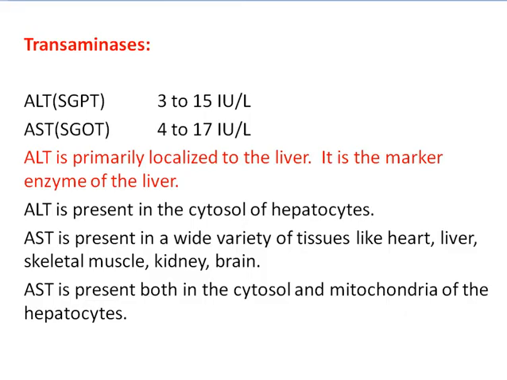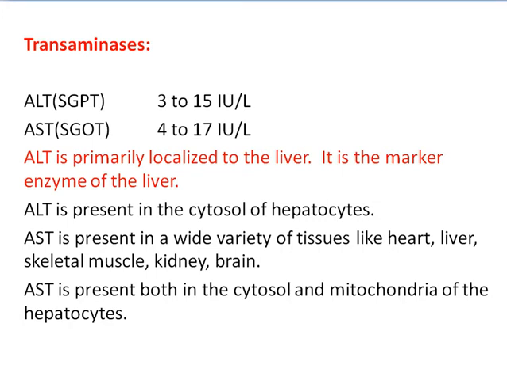Transaminases: alanine transaminase (ALT, serum glutamate pyruvate transaminase) and aspartate transaminase (AST, serum glutamate oxaloacetate transaminase). Alanine transaminase is primarily localized to the liver; it is the marker enzyme of the liver. It is present in the cytosol of hepatocytes, while aspartate transaminase is present in a wide variety of tissues like heart, liver, skeletal muscle, kidney, and brain.